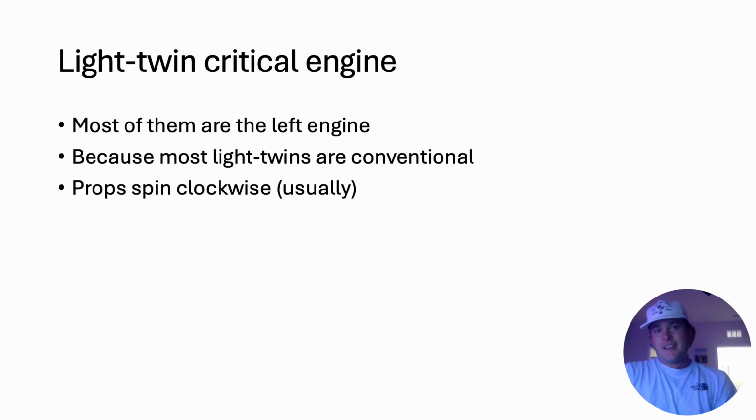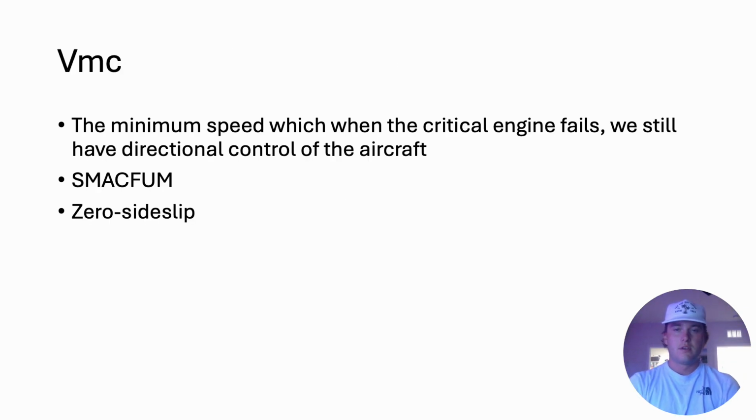And then a light twin critical engine. Most of them are the left engine because they're conventional twins. Both props spin clockwise usually, unless you're Russian aircraft or Brazilian, which usually rotate counterclockwise. So VMC is the minimum speed at which, when the critical engine fails, we can still maintain directional control of the aircraft.